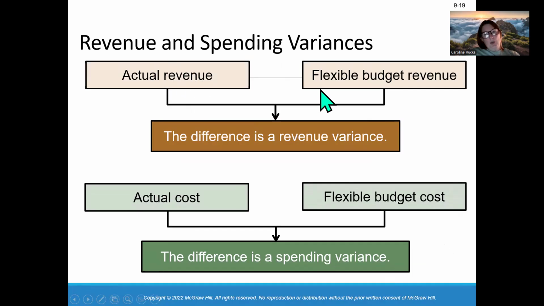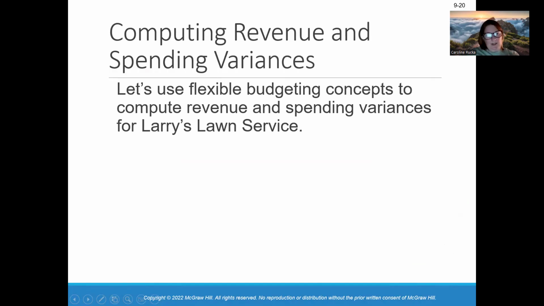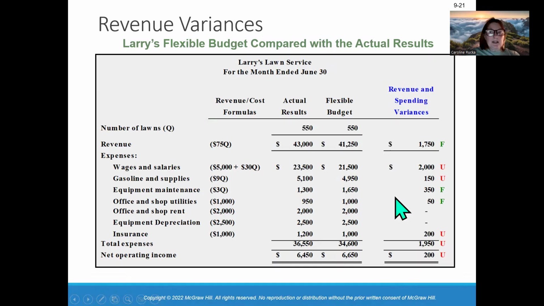So we need to do two different calculations. First, we are going to compare the actual revenue to the flexible budget revenue. That difference is a revenue variance. We're going to compare our actual costs to our flexible budget costs. That difference is our spending variance. So we're going to use this flex budget to analyze the differences in costs.